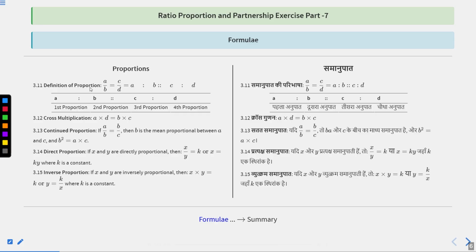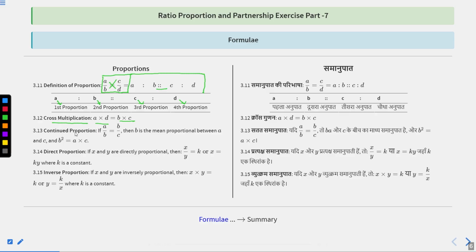Now see the formula of proportion. First, we understand what is proportion. When two ratios are equal, then we say that these two ratios are in the same proportion. Okay. How can we represent it? We can represent a proportion in this form: A ratio B proportionate C ratio D. So A is called the first proportion, B is called the second proportion, C is called the third proportion and D is called the fourth proportion. Next one is cross multiplication. We can cross multiply this equation when we know that both the ratios are equal. So A into D equals B into C.